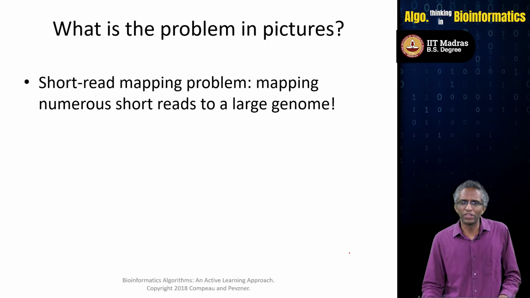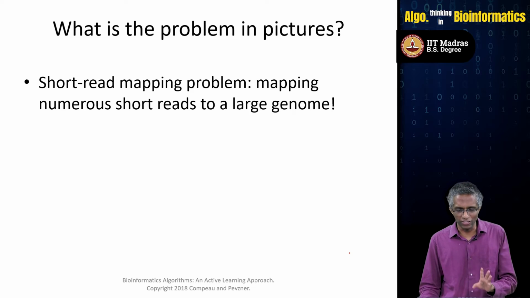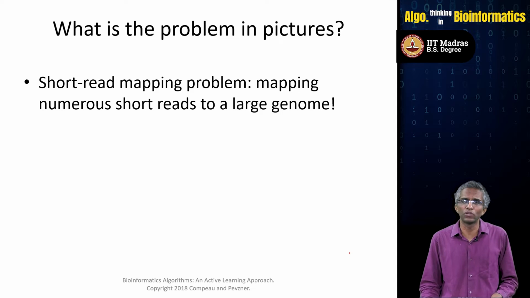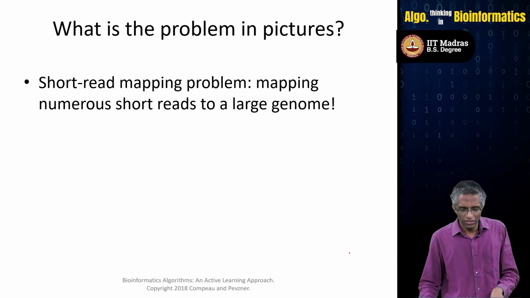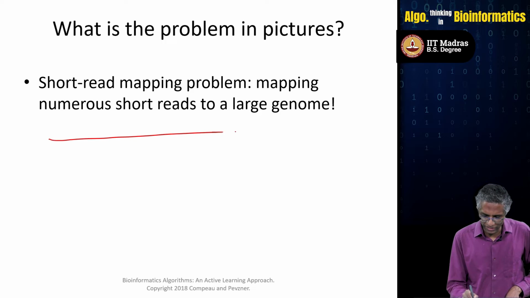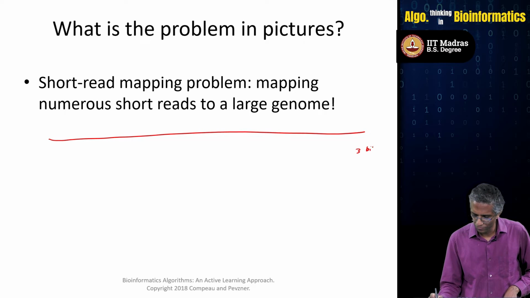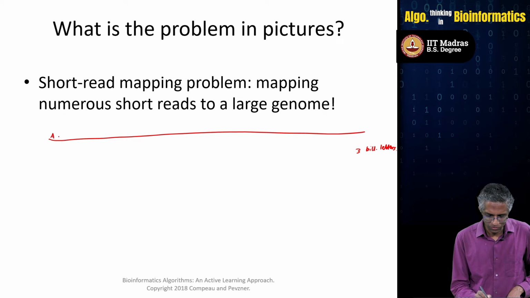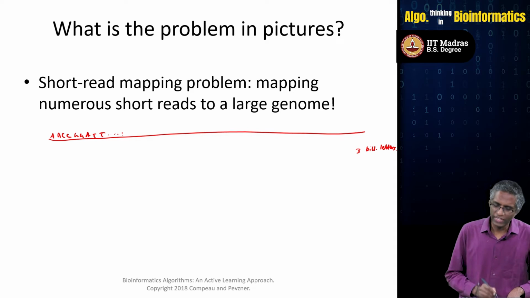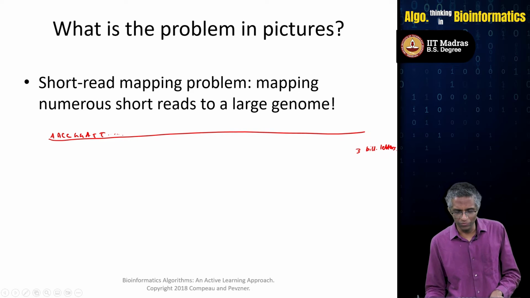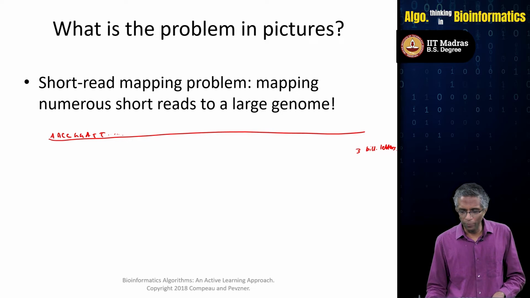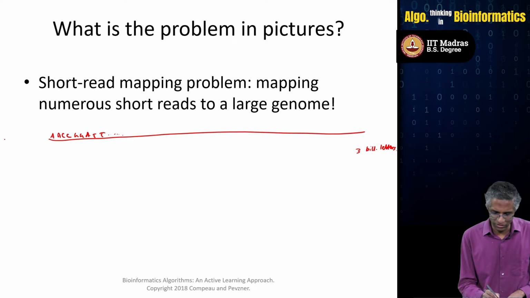So to make sure that it is even clearer, let's just put it in pictures. We call this the short read mapping problem, right? So, mapping numerous short reads to a large genome. And so the large genome is this. In the human case, this is 3 billion letters of A, C, G, and T's, right? And the short reads are these numerous short reads that come from the copies of this. So you may remember this. This is the reference genome.